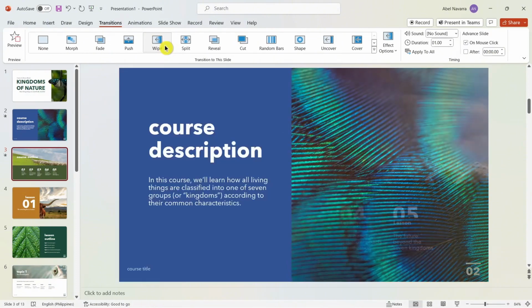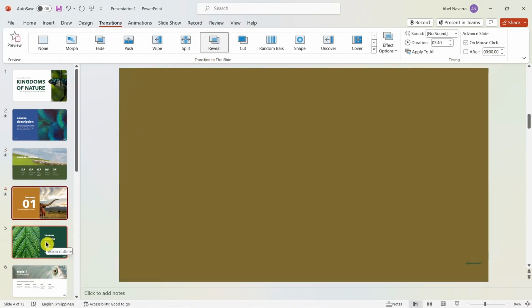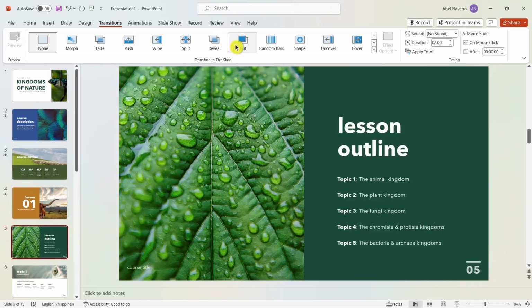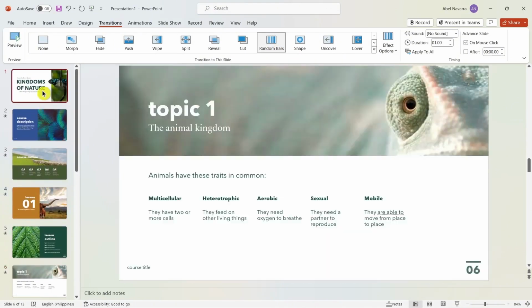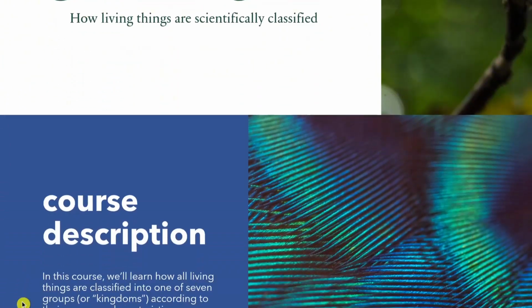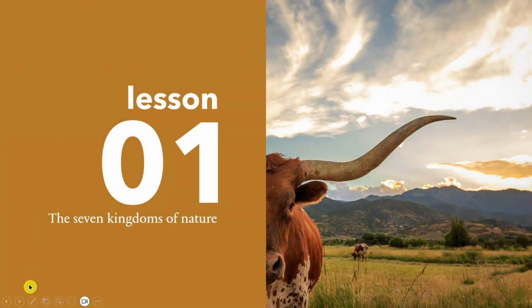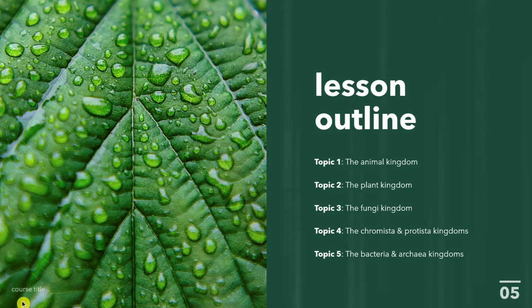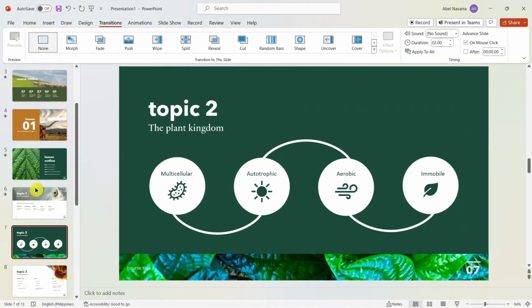Now here on the third slide, we can use this wipe, or you just need to reveal, or like a cut. Or we can add random bars, as you can see here. So there you go. If we're going to preview, then just next, as you can see, slide 2, slide 3, 4, right? Then slide 5, and slide number 6. So we have just added the transition.